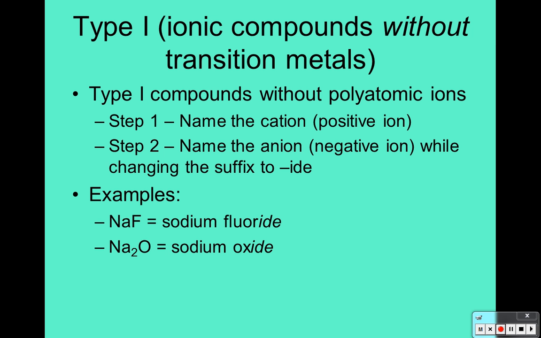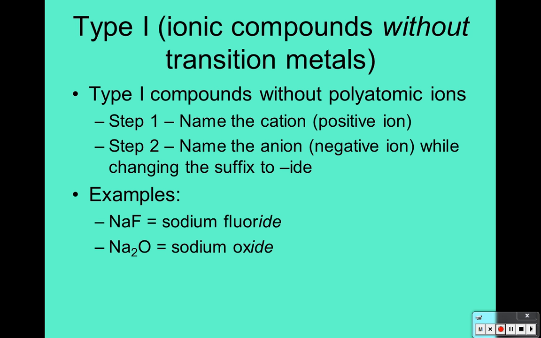So let me just give you some examples. NaF is sodium, because that's the cation, fluoride. It's not sodium fluorine, it's sodium fluoride. Na2O is sodium oxide. Notice that with ionic compounds, we don't have to say anything about the fact that it's Na2. We just say sodium oxide.